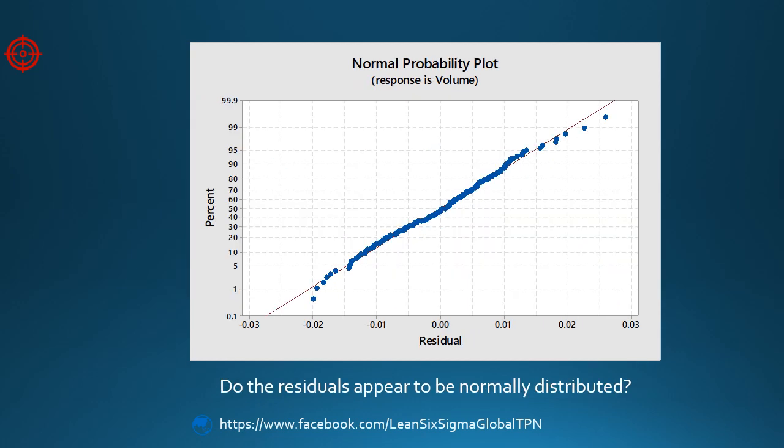Our second assumption is that the errors are normally distributed. We can evaluate this assumption by examining a normal probability plot of the residuals. In this plot, the residuals should generally follow a straight line. So do the residuals appear to be normally distributed? Because the residuals approximately follow a straight line, it means that the residuals follow a normal distribution.